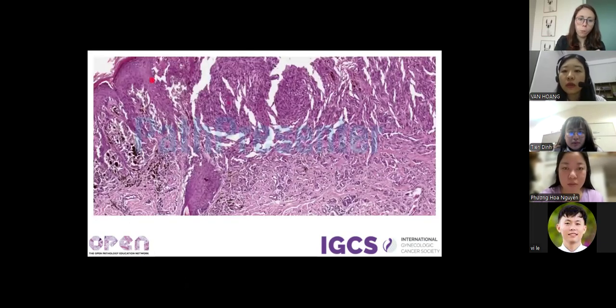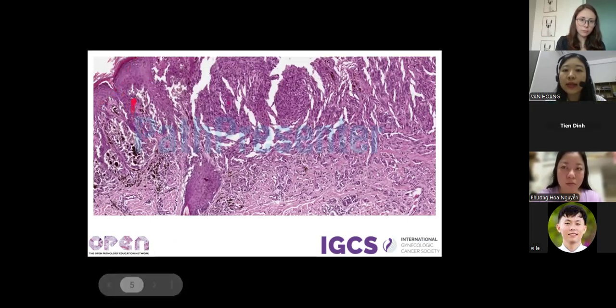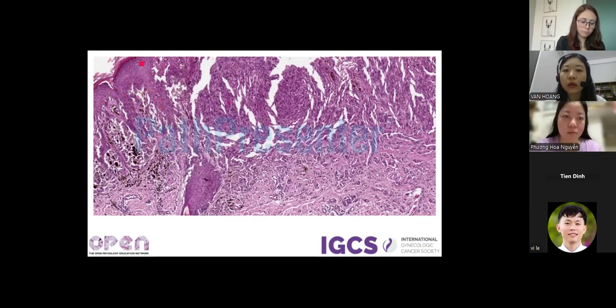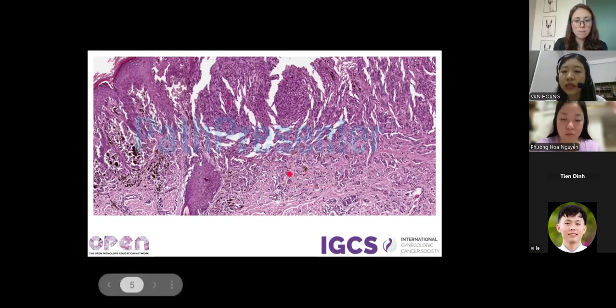In higher views, we can see clearly the acanthosis with elongated ridges. There are large nests of epithelioid and spindle-shaped melanocytes at the dermo-epidermal junction that extend into the dermis. There is melanin pigment present in the dermis. We see the coarse melanin over here. The dermal component shows maturation with depth. Here we see the cells appear smaller and less pigmented deeper in the dermis compared to above.